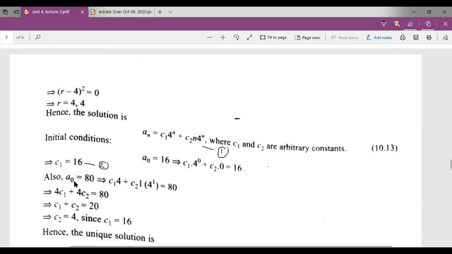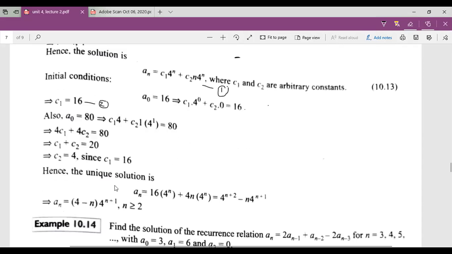Also a1 is equal to 80. C1 into 4 plus C2 into 1 into 4 power 1 is equal to 80. So we get the equation 4C1 plus 4C2 is equal to 80. We substitute the C1 value here. We get C2 is equal to 4 and C1 is equal to 16. So now we substitute these C1, C2 values in equation 1. Hence the unique solution is an is equal to 16 into 4 power n plus 4n into 4 power n, since the C2 value is 4.